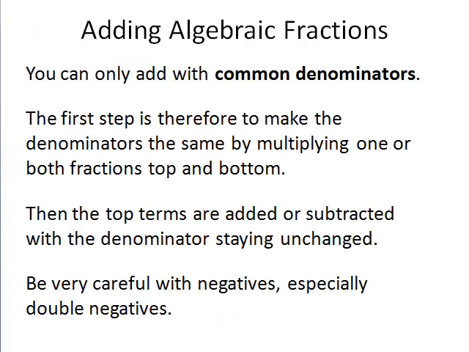And that's our rules. We can only add with common denominators. So our first step is to multiply top and bottom by one or both fractions to make the denominators common. Then we add the top lines, making sure to simplify any like terms, with the denominator staying unchanged. And be very careful with negatives, and especially double negatives. They're very fond of putting those in the exam questions.